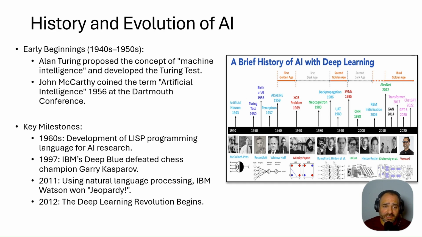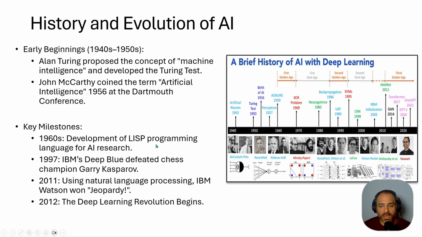So then there's the next evolution of it, when John McCarthy coined the term artificial intelligence in 1956. We have some milestones. In 1960, we continue to move along, and we have the development of the LISP programming language, which is a language for AI research. 1997 was a big moment for IBM because their AI system, Deep Blue, defeated a chess champion. That really showed how AI was starting to enter the level of human decision making. 2011 was also a big moment because IBM's Watson entered Jeopardy and was able to win.